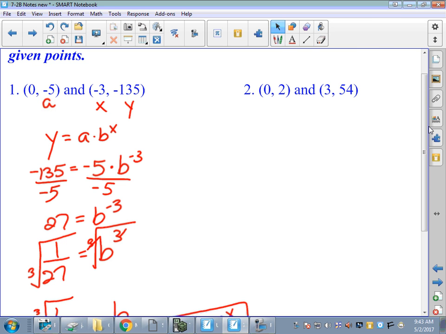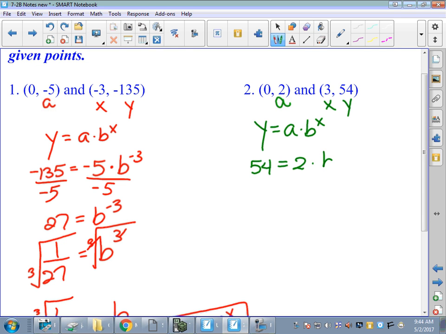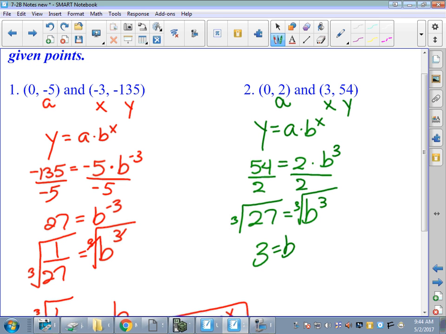Let's try another one. They give us 0, a value. That's my y-intercept. And then they give me an x and a y. So y equals a times b to the x. 54 equals 2 times b to the 3rd. Divide both sides by 2 first. I get 27 is equal to b to the 3rd. Cube root both sides. The cube root of 27 is 3. So the base is 3.